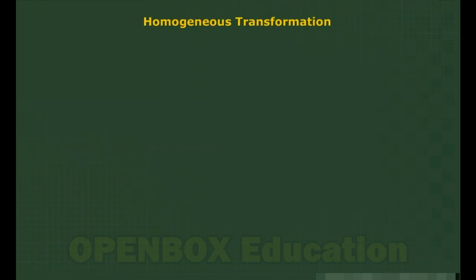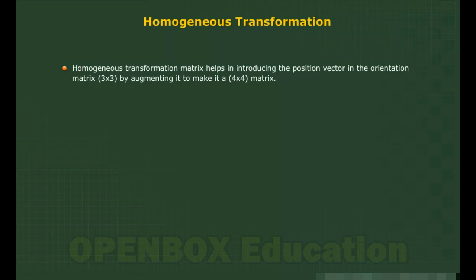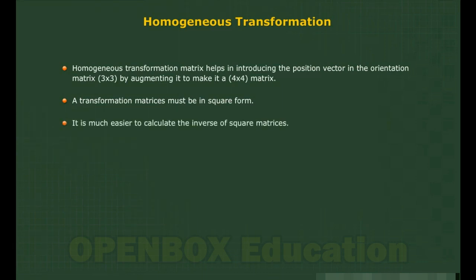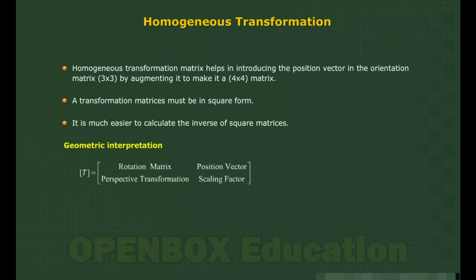Homogeneous transformation. Homogeneous transformation matrix helps introducing the position vector in the orientation matrix 3 cross 3 by augmenting it to make it a 4 cross 4 matrix. A transformation matrix must be in square form. It is much easier to calculate the inverse of square matrices. Geometric interpretation of the homogeneous transformation is given here.